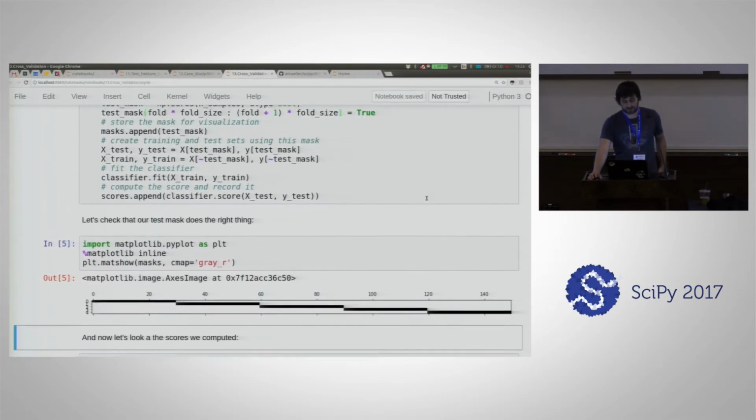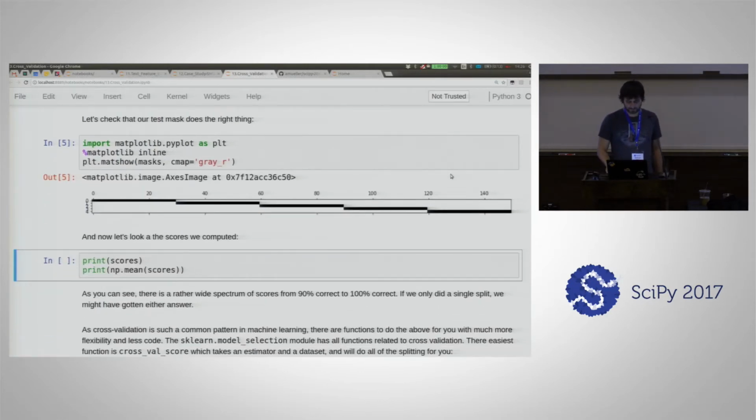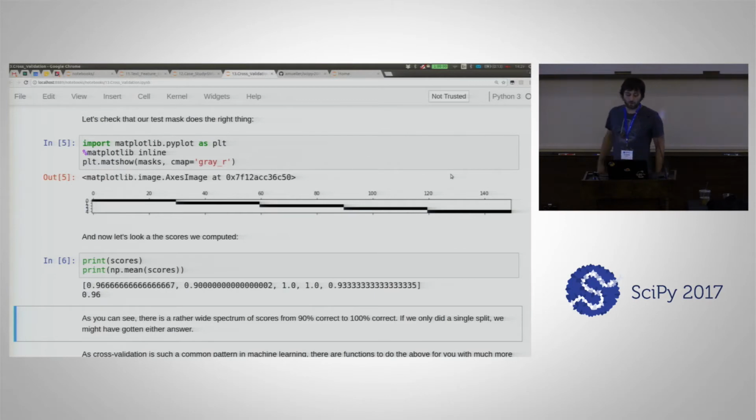And so here is the mask we get. Here the Boolean mask for a test set is the first 30 samples in the first split, the second 30 samples in the second split, and so on. The white is the data that's in the training set, and the black is the data that's in the test set. And for each of them, we computed a score.